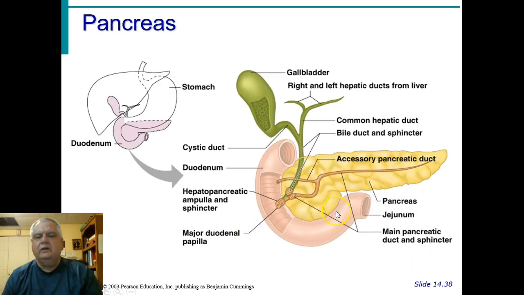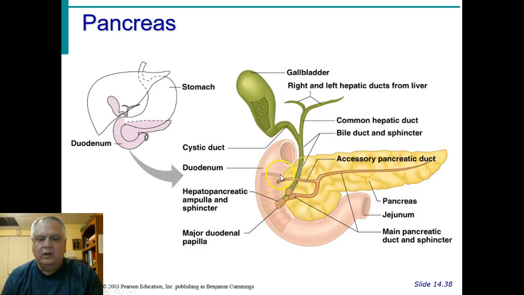So we take a look at our diagram here again. We can see the pancreatic duct, the main pancreatic duct running the entire length of the pancreas and combining with the common bile duct at the ampulla of Vater to release pancreatic juice into the duodenum. But here we have a small accessory pancreatic duct that releases a small amount of pancreatic juice here about 1 inch above.